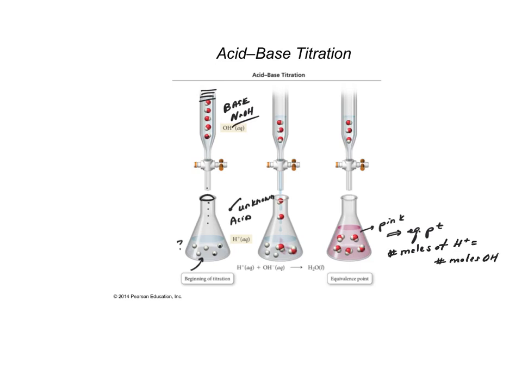So again, we let this guy flow through until it turns pink. We then shut it off, right? So we turn it back to perpendicular and we read the volume markings so that we can determine the actual numbers of molecules or moles of OH- that we've released, and then utilize that data to figure out how many moles or molecules of H+ were there originally, okay?